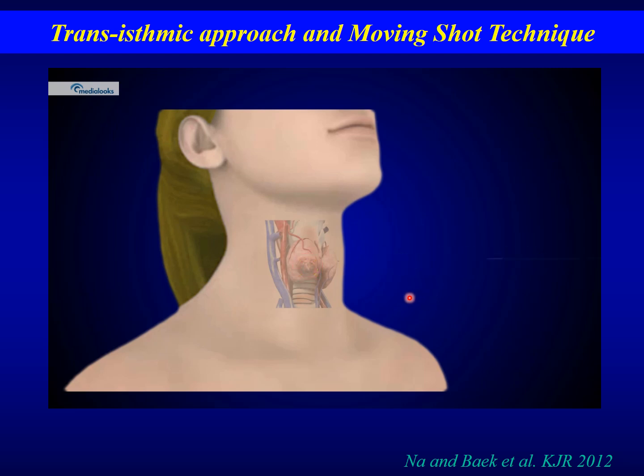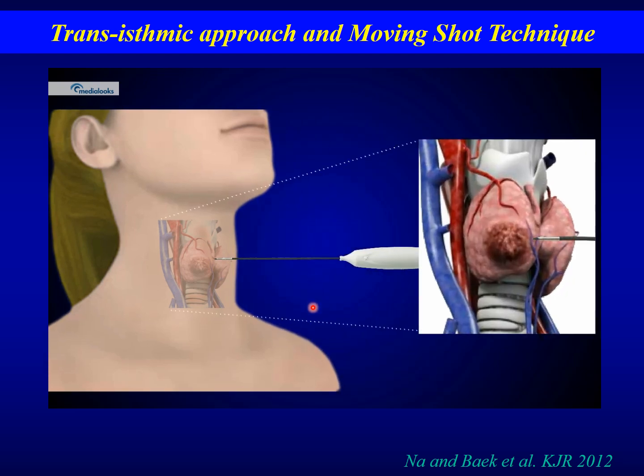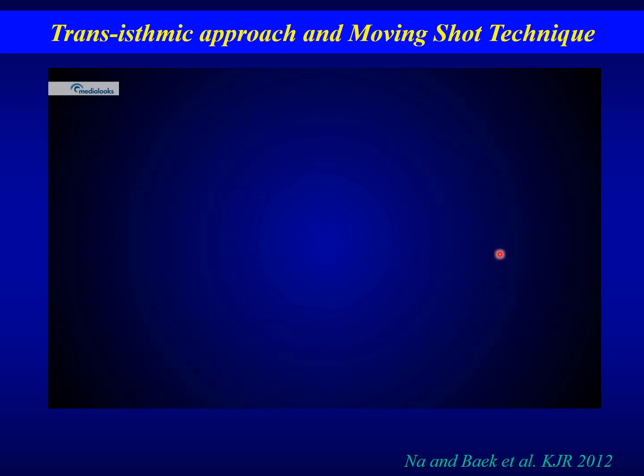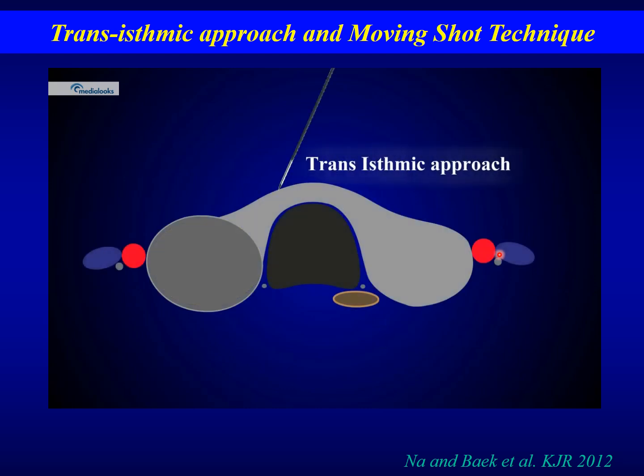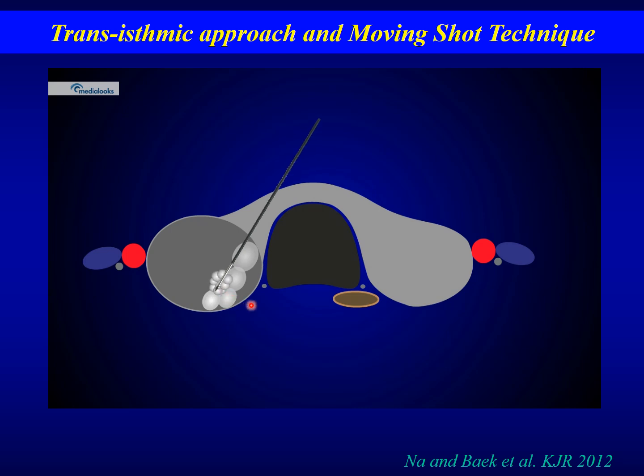This movie file shows a transisthmic approach method and moving shot technique. The electrode approach is made from medial, from the isthmic area to the thyroid nodule. Like this, transisthmic approach. The needle tip is located at the posterior part of the thyroid nodule and then moves anteriorly like this. The electrode moves continuously. This is called the moving shot technique.